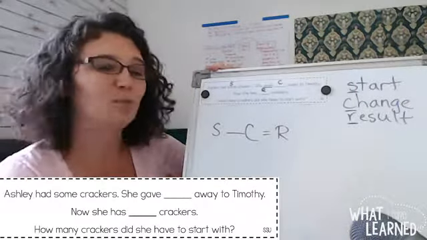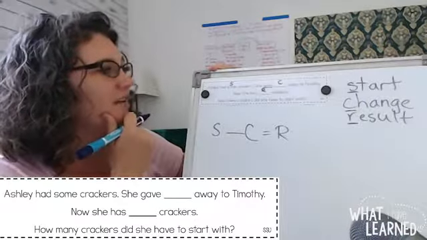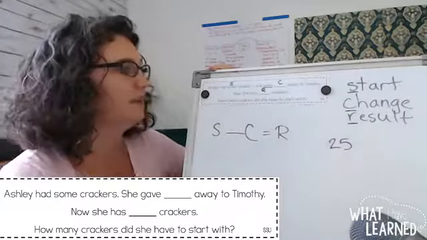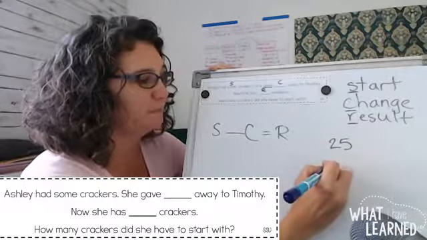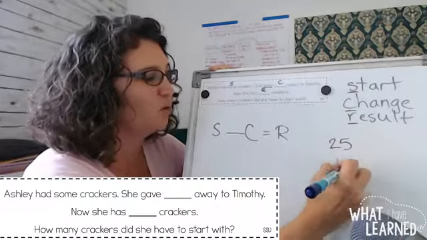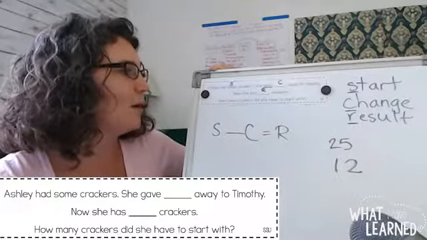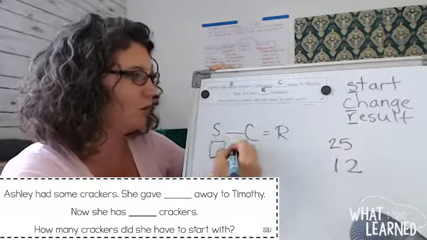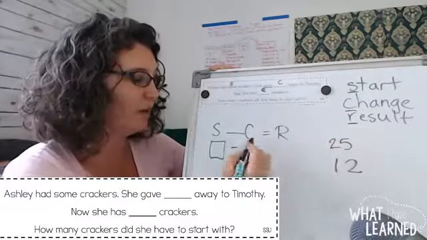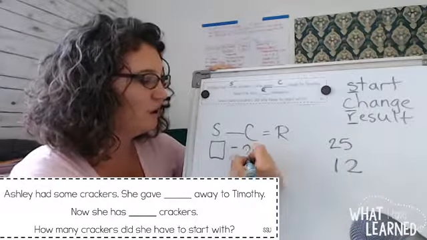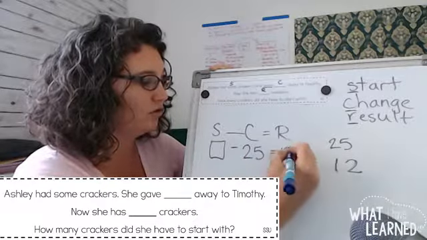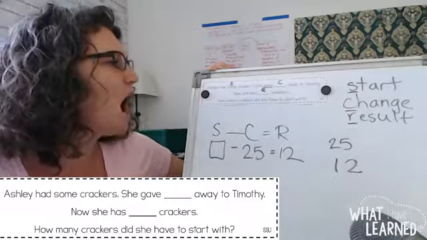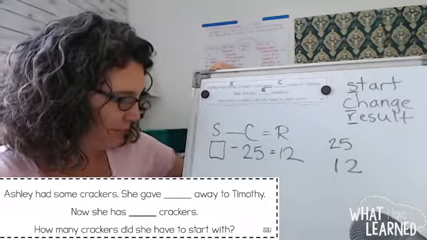So again, I'm going to use a little bit higher numbers. Let's see, Ashley had some crackers. She gave away, let's say 25 to Timothy. Now she has 12 crackers. How many crackers did she have to start with? So my problem becomes my unknown, because I don't know how many she had to start with, minus 25 equals 12. And this is one of those times where I'm like, do those numbers work? But they do. So here's my number line.